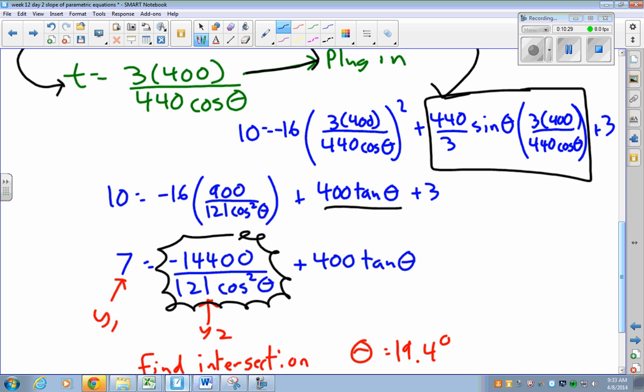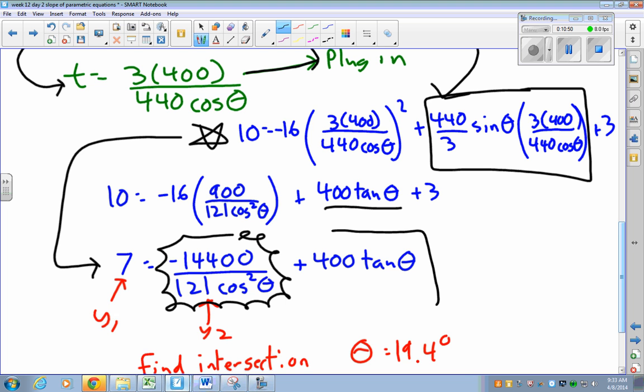But once you simplify down, you could have done it right here if you wanted to. Right here, could you say 10 is y1 and the other guy is y2 and find an intersection? I just simplified down just a little bit to here. I'm going to say 7 is y1 and this whole right side is y2. Find the intersection. Okay, so graph them and find the intersection.